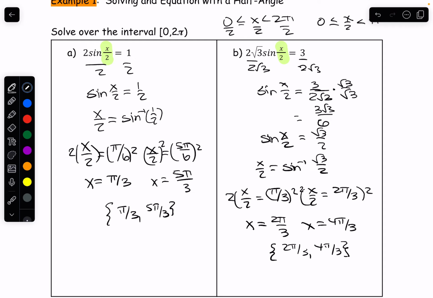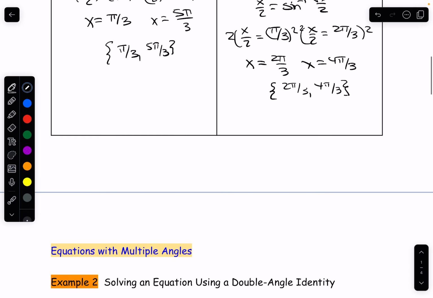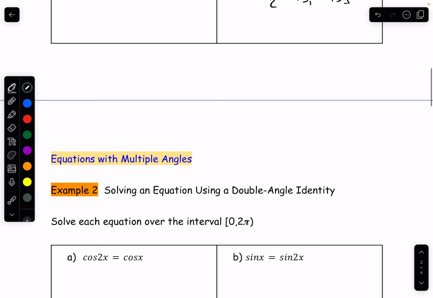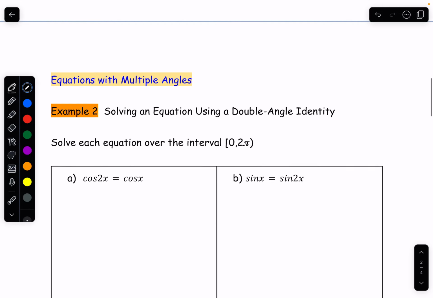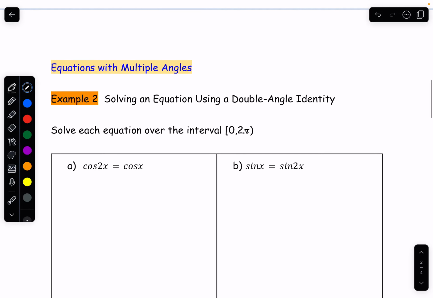All right, let's continue now. We talked about an equation that has multiple angles. This is where we're going to be using those double angle identities that we learned in Chapter 5. So we're going to, again, solve the equation over the interval from 0 to 2 pi, which means that we're going to be in radians. And notice that our first example says it's the cosine of 2x equals the cosine of x.